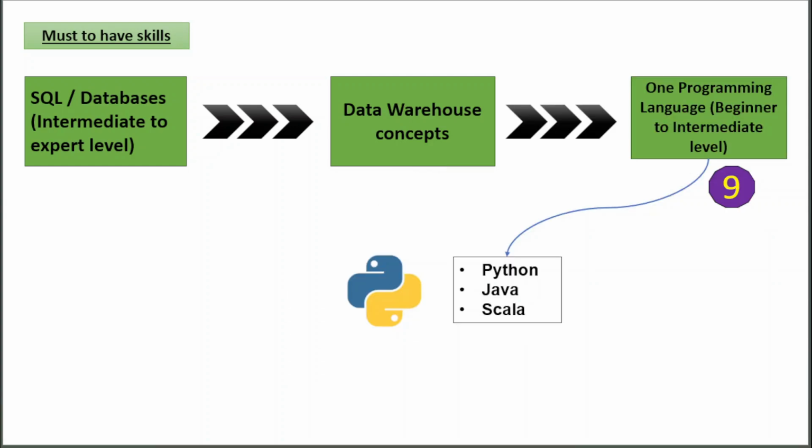Point number 9 is related to programming. If you are not from any programming background, you can start with Python, because that is widely used by data engineers and data scientists. But if you are already aware of Java or Scala, that is also fine. You can continue with those.